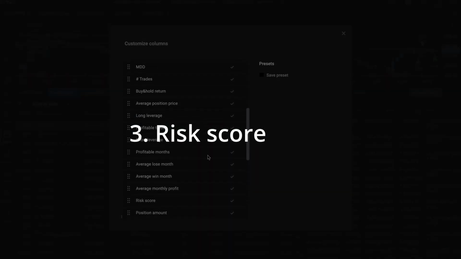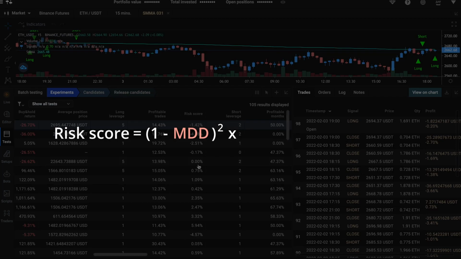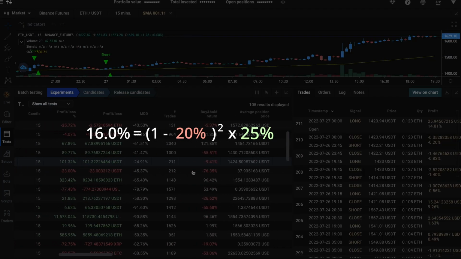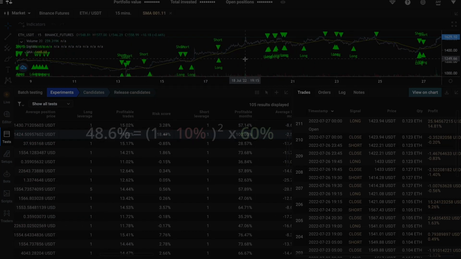The risk score is also an interesting metric to watch because it tells a similar story to what we mentioned above. It's derived from the max drawdown and average monthly profit. Higher is better, and there are two influences: a higher monthly profit and a smaller max drawdown.